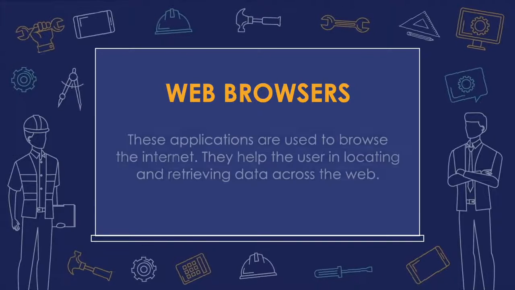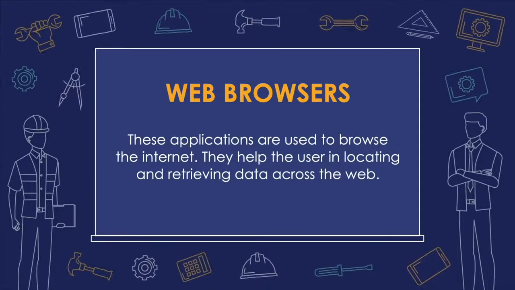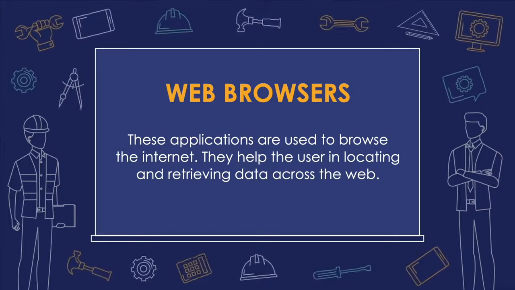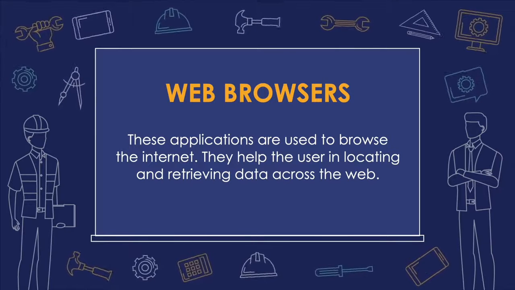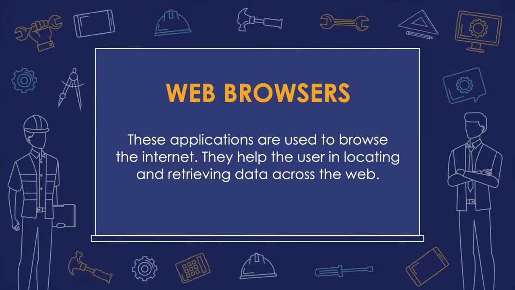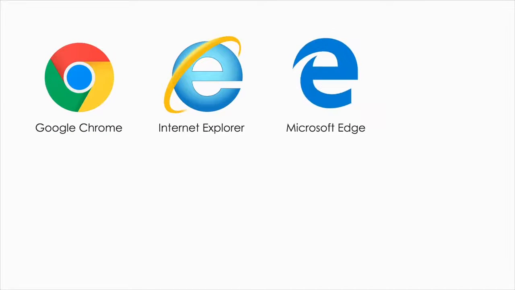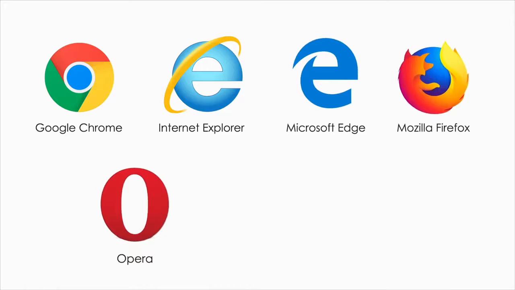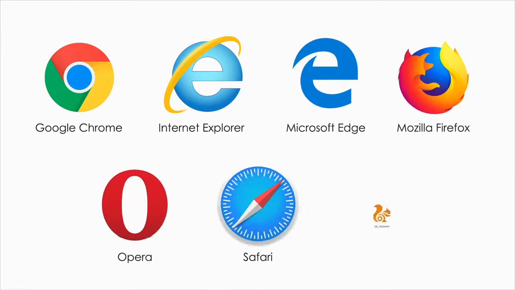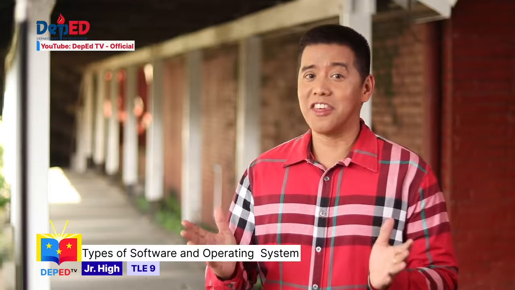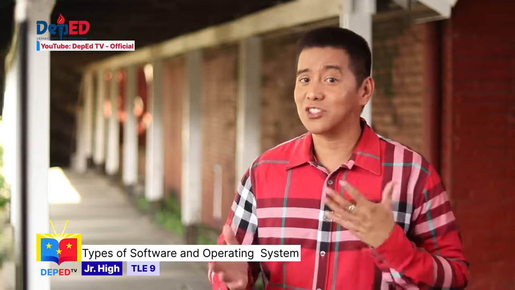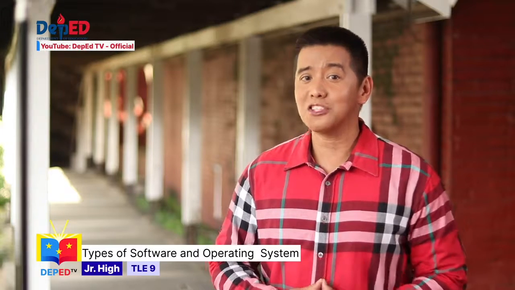Web browser applications are used to browse the internet. They help the user in locating and retrieving data across the web. Some examples of web browsers are Google Chrome, Internet Explorer, Microsoft Edge, Mozilla Firefox, Opera, Safari, and UC Browser. Other than this, all the software that serves a specific purpose falls under application software.